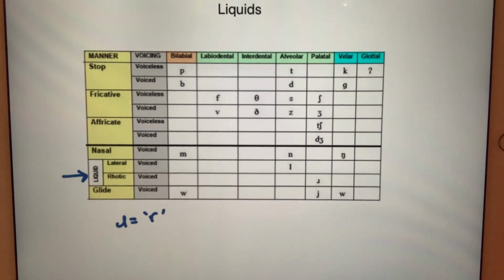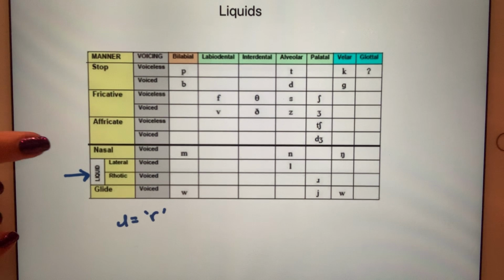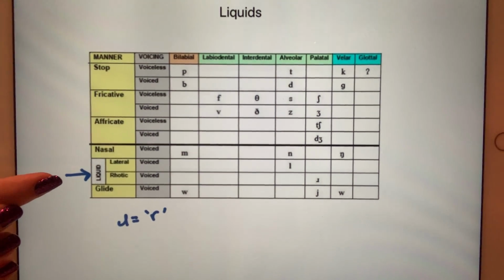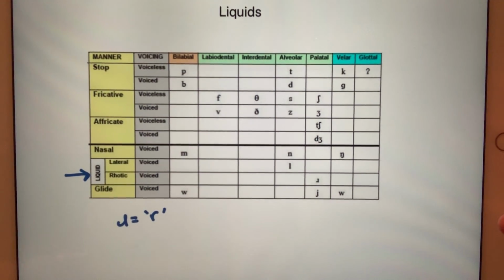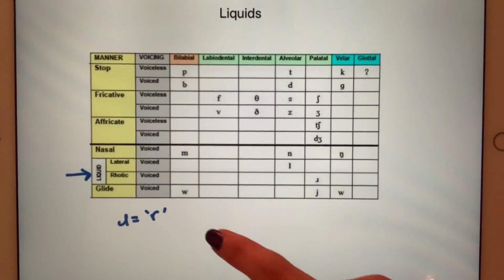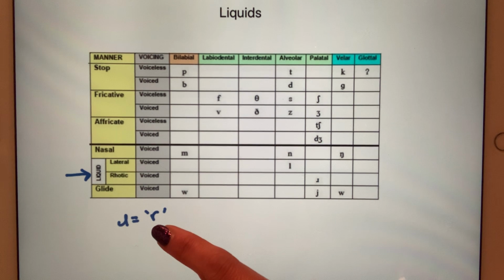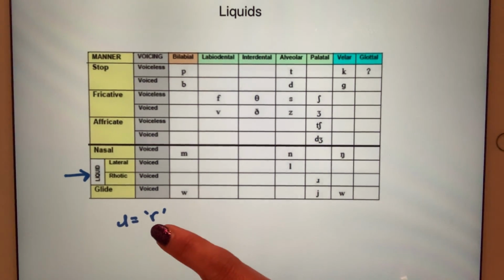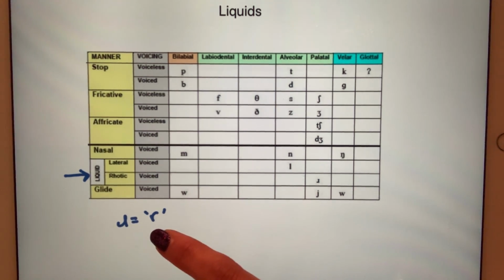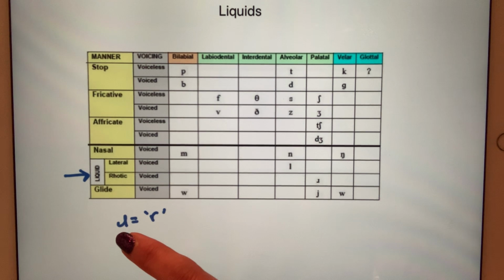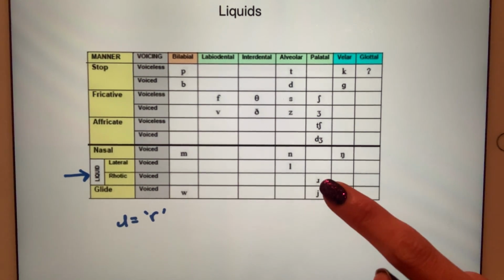Okay, our next class. Notice we're getting to the bottom, but there's a lot of stuff here, right? So we've got liquids. Liquids are our next sound class. When we talk about the International Phonetic Alphabet, we actually make the R upside down, because the R the right way up is the rolled R. So they distinguish that by making it upside down. That's why you see it upside down in the chart.